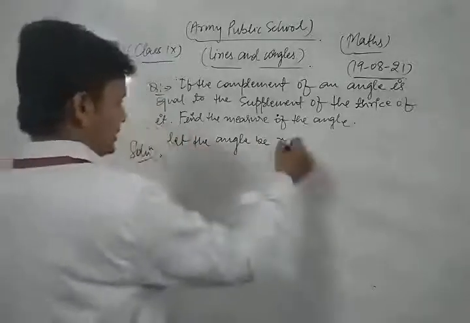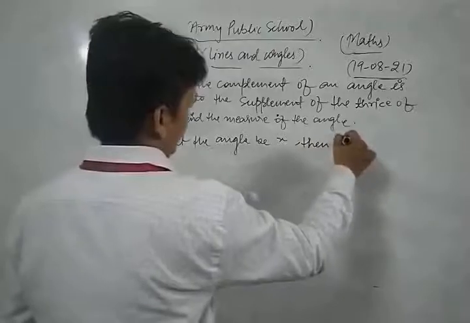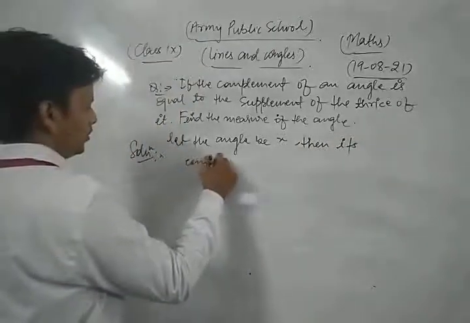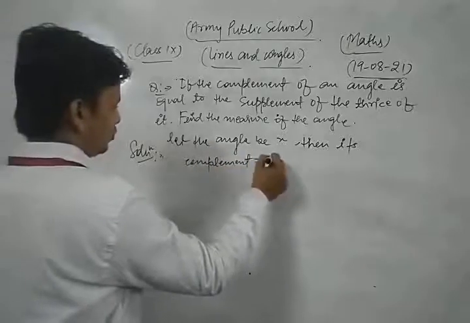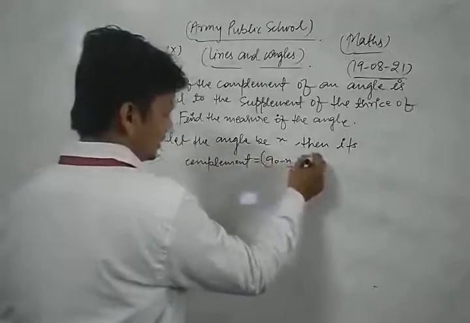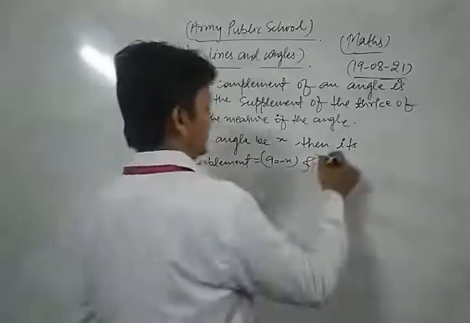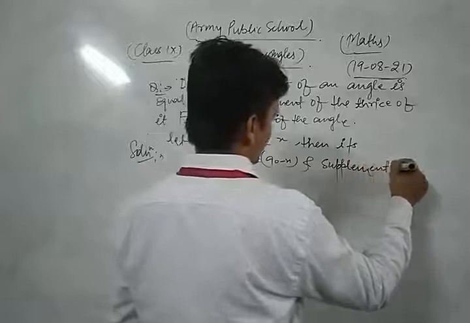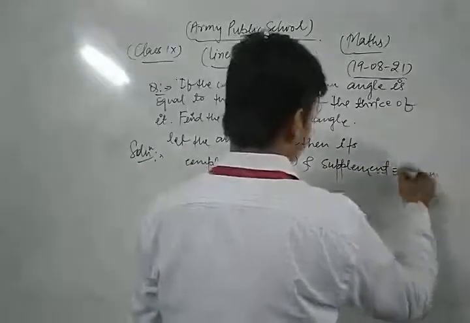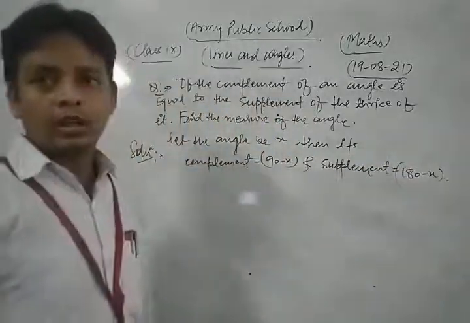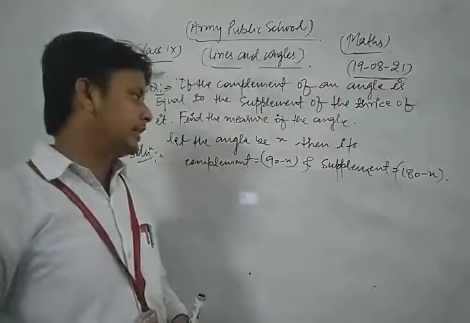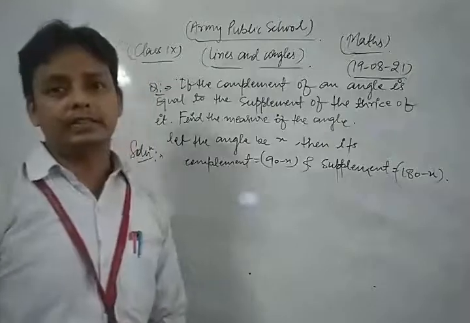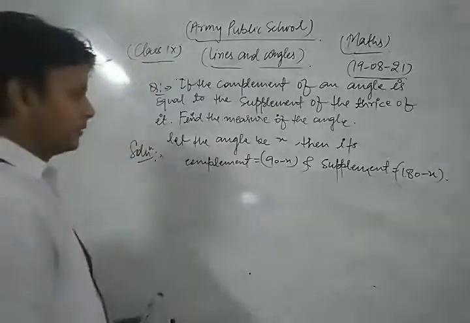Then its complement is equal to 90 minus x, and its supplement is 180 minus x. So first of all, let the angle be x, then its complement will be 90 minus x, and its supplement will be 180 minus x. Now according to the question.